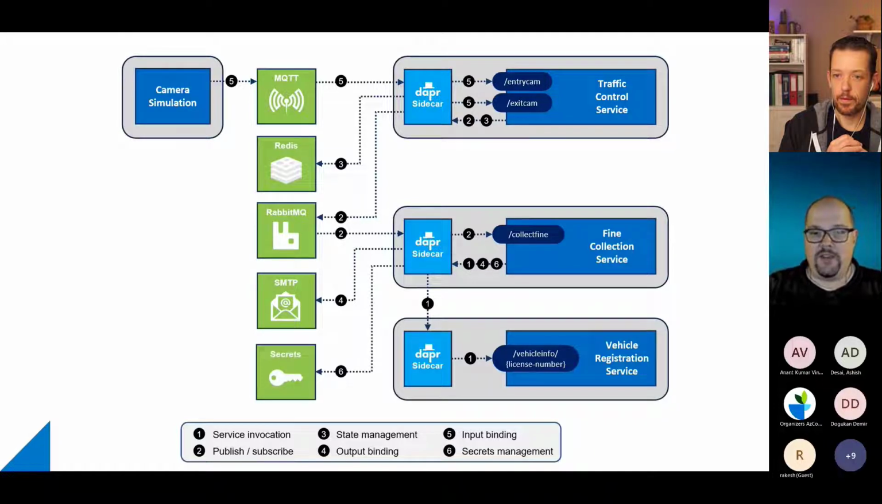And then last but not least, from the fine collection service, we're going to use the secrets management building block for using secrets. The secrets that we're going to use are the username and password for logging on to the SMTP server. And there's a thing going on with an API key. It's not production code, but just to show you how you can use secrets from Dapr. And then after all these modules, we will be ending up with an application that looks like this. So all the Dapr building blocks are used with the different infrastructural components.